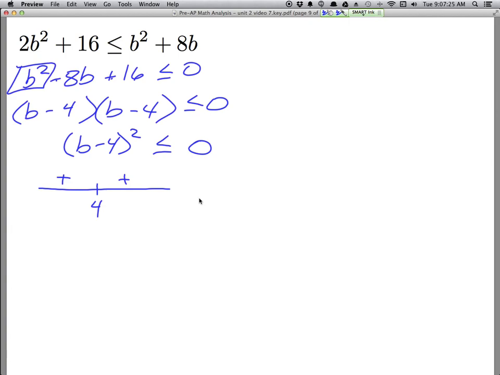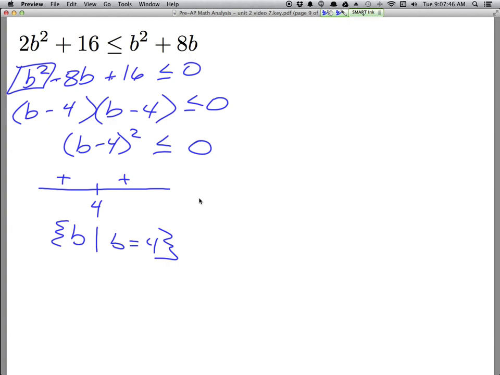Which means what? And it's equal to 0. But we don't like anything else because everything else is what? Positive. Everything else is greater. So our only solution is b such that b is equal to 4. What if the equal to wasn't there?